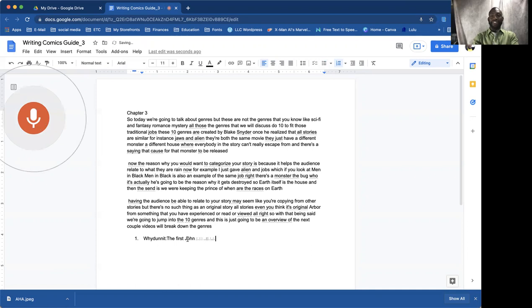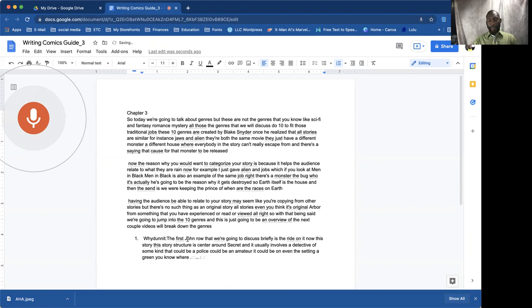The first genre that we're going to discuss briefly is the whodunit. This story structure is centered around a secret, and it usually involves a detective of some kind. That could be a police officer, it could be an amateur, it could even be the setting, it could be noir. This story structure tends to lean towards, obviously, the mystery genre.